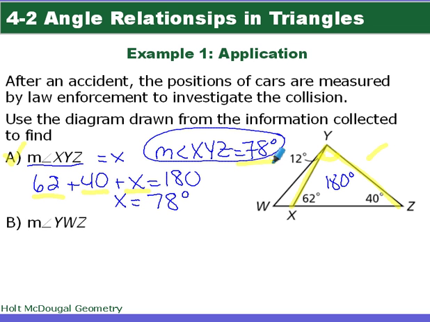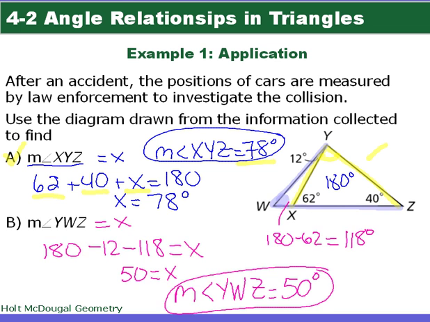Our next example, we want to find the measure of angle YWZ. So we're trying to find this angle in here. In order to find an angle down here, we needed to use the triangle sum theorem. To find the measure of the angle in here, 180 minus 62 is 118. So then we have this angle plus this angle plus this angle must be 180 degrees. Solving for x, we get x to be 50, or the measure of angle WYZ equals 50 degrees.